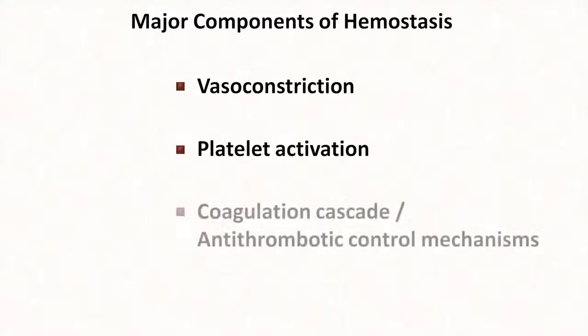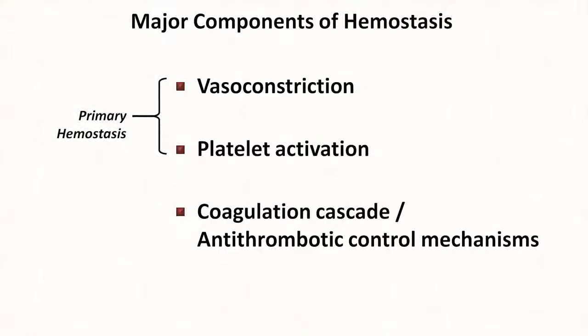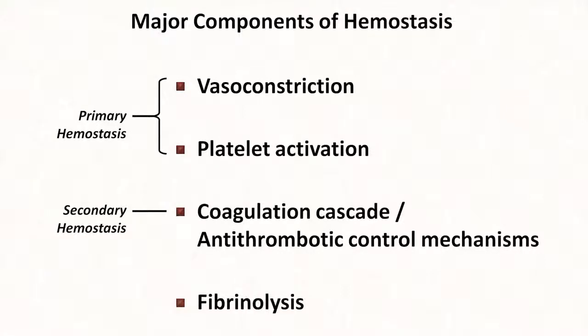A few minutes later, the coagulation cascade kicks in, simultaneous with antithrombotic control mechanisms to prevent coagulation from running away too far. Since they occur extremely rapidly, the processes of vasoconstriction and platelet activation are sometimes lumped together under the term primary hemostasis. The coagulation cascade is referred to as secondary hemostasis. Last, there is the phase of fibrinolysis, when the body breaks down the blood clot and normal vessel patency is reestablished.